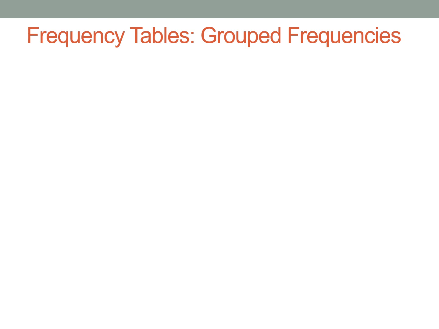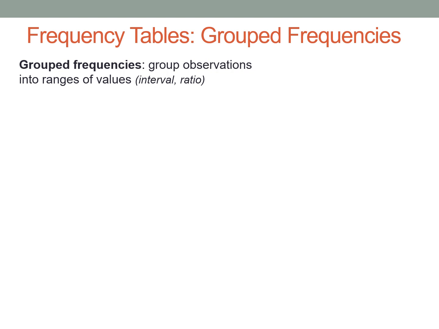The final thing that we can do with frequency tables here to help us understand our variables, help us communicate information about the variables quickly and easily, is to group frequencies as needed. With group frequency tables, what we're doing is grouping observations into ranges of values, also known as bins, and then creating frequencies for those ranges of values instead of for every specific value that we have in our data set.